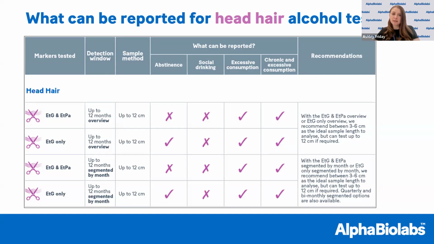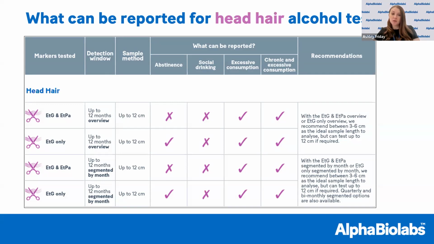So if you do the combined ETG and the ETPA, either overview or segmented, we'd be looking for excessive consumption and chronic and excessive consumption. And ideally between 3 and 6 months would be the ideal sample length to analyse, but we could go back up to 12 months if required.